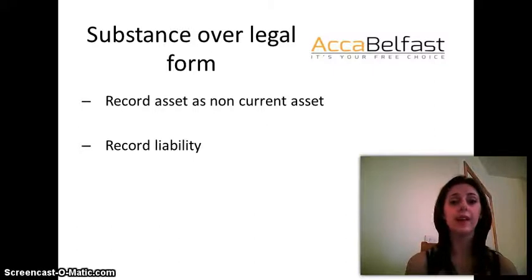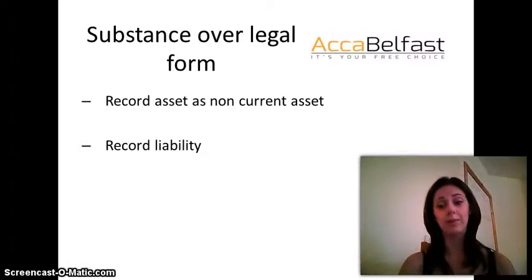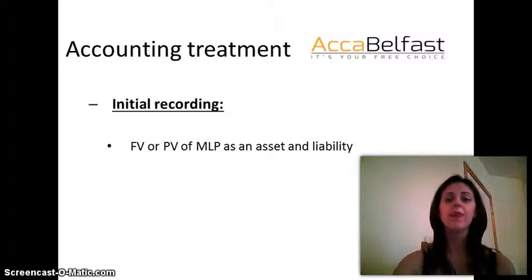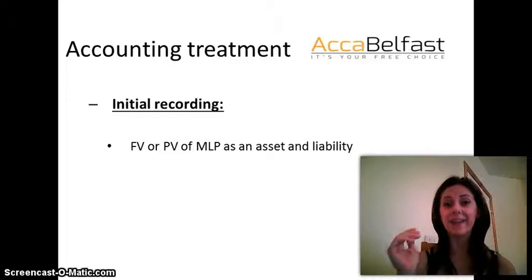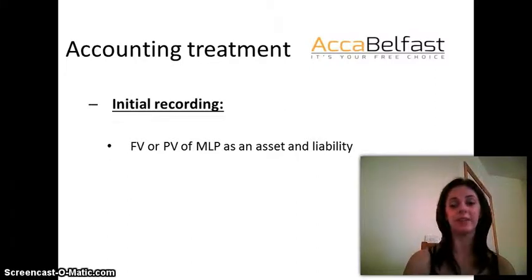So you would record the asset in the statement of financial position, and then you would also record the corresponding liability, broken down into your non-current liability and then your current liability, for all your lease payments that you're going to have to be making over the time of that asset lease. So the initial recording, what you're going to be actually putting into your statement of financial position, will be the fair value or the present value of the minimum lease payments.